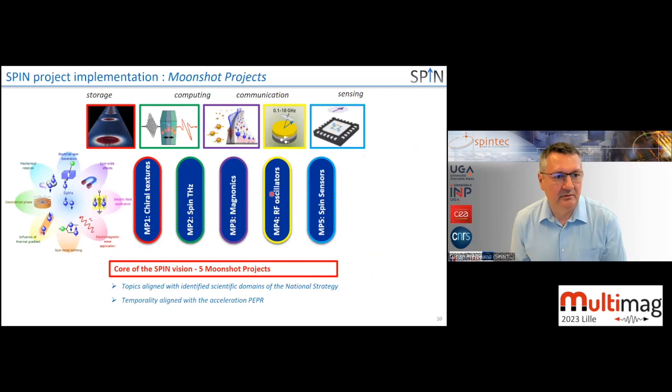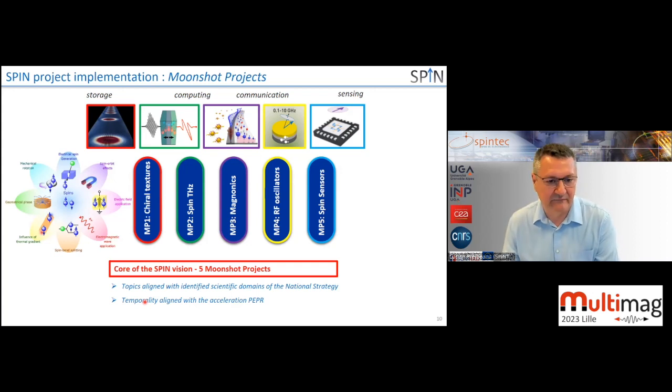So in terms of project implementation, this project, which is an overall investment of 38 million euros for 8 years, contains several what we call targeted projects or moonshot projects, which are covering the main aspects I was mentioning in terms of storage, computing, communication, and sensing. So there are 5 targeted projects. Those topics are aligned with identified scientific domains of the national strategy, and we also align their temporality in terms of deliverables with the acceleration projects and the national industrial strategy.